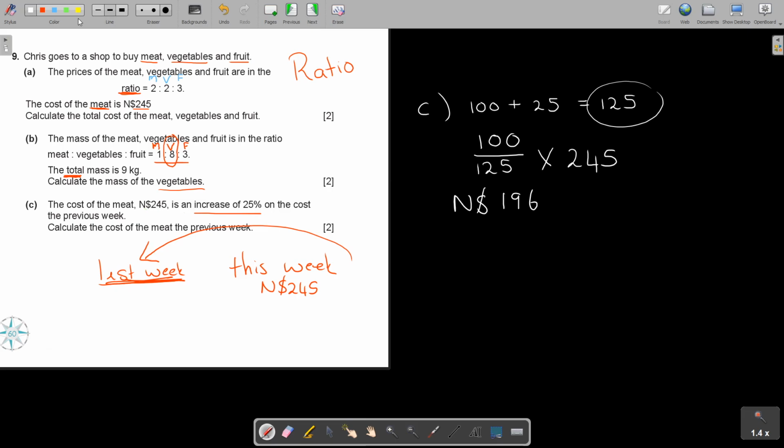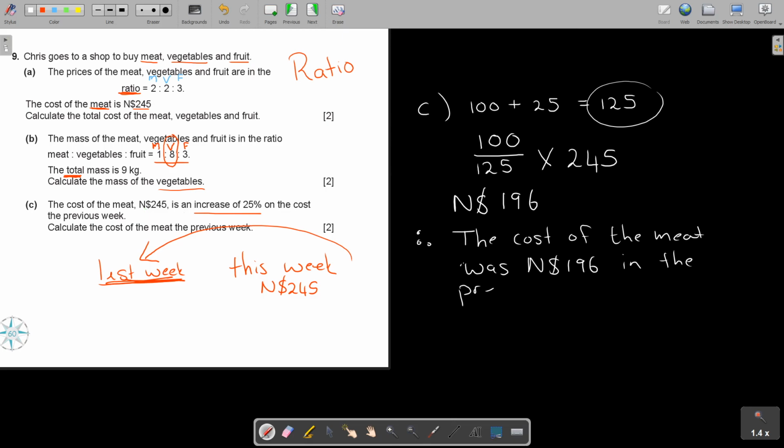Okay, and then I like to end nice because it's word sums. Therefore, the cost of the meat was 196 in the previous week. Okay, and that's the basics. But make sure, go through the blocks of the whole chapter 1. It's really going to help you to get extra marks in the exams.